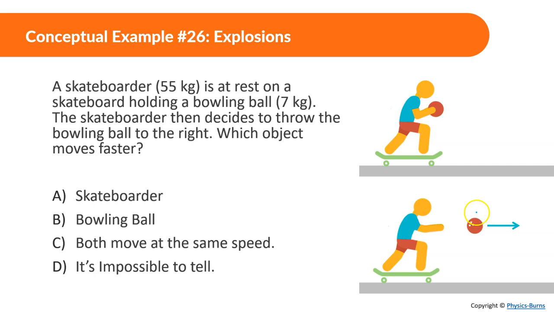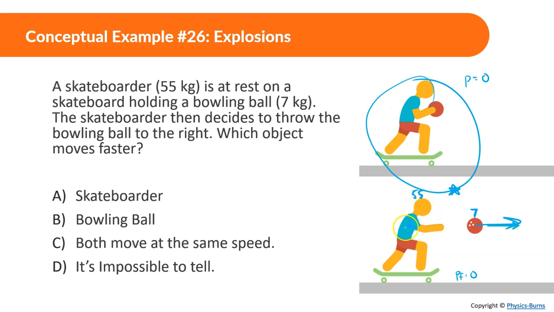So this is 7 kilograms, this is 55. At the very beginning, we should know that the momentum of these two is equal to 0. After this explosion, the momentum should also equal 0. That means this bowling ball is going to be moving fast, but it's only 7 kilograms. In order for momentum to be conserved, this guy that's a lot bigger, 55 kilograms, needs to move to the left, but a lot less.